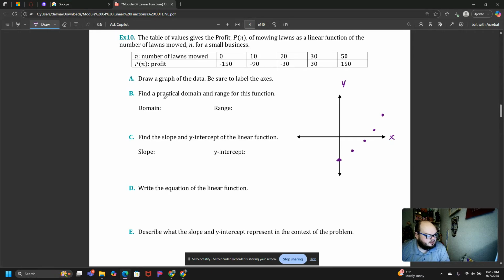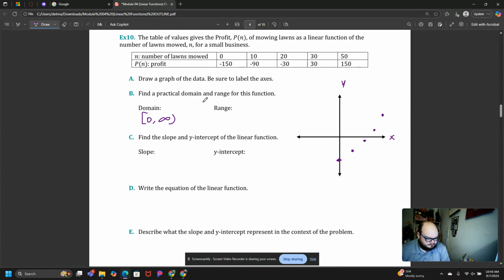Okay. So find a practical domain and range for this function. Well, the domain: can we mow a negative number of lawns? No. So 0 has to be where that starts. And in theory, I guess they could mow an infinite number of lawns within a day. It really probably depends on how long each lawn takes based on its size.